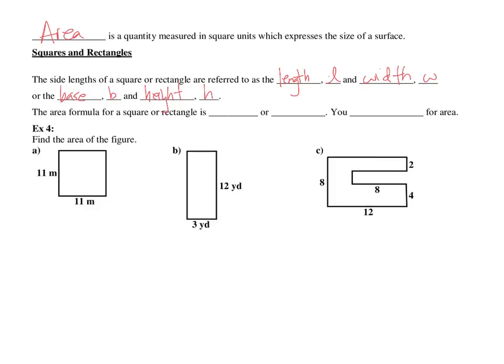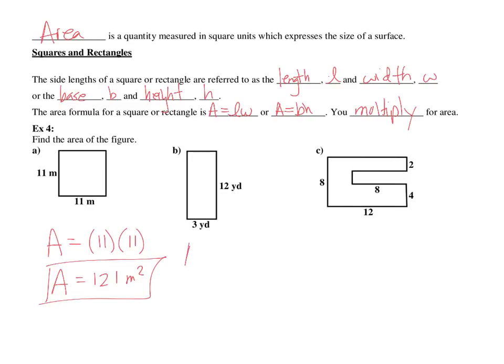The area formula for a square or rectangle is length times width, or you could say base times height. You always multiply when you're trying to figure out an area. So find the area of the figure. So we're going to have length, which is 11, times the width, which is 11, or base times height. So the area is 121 meters squared.